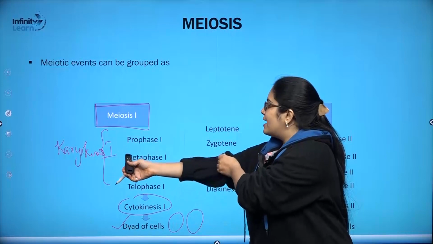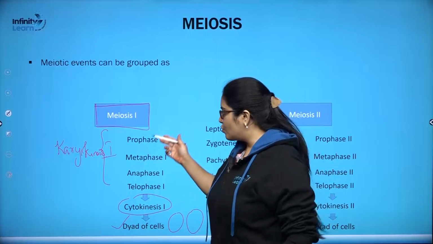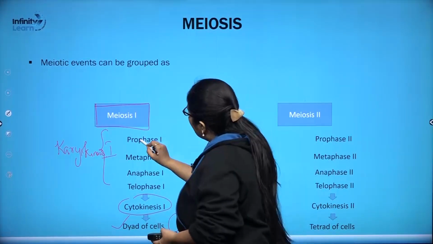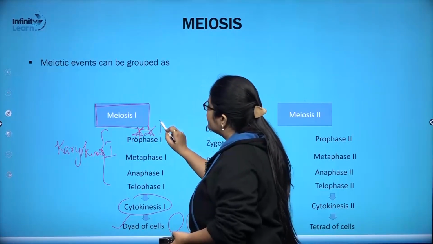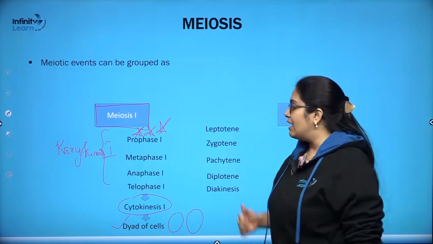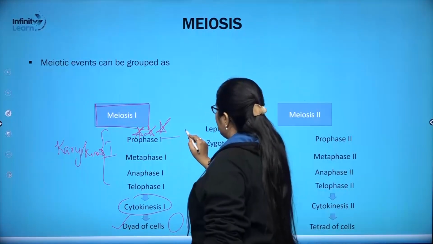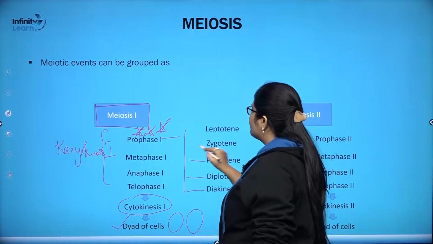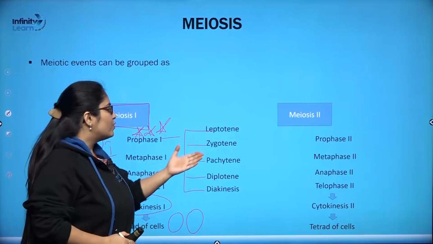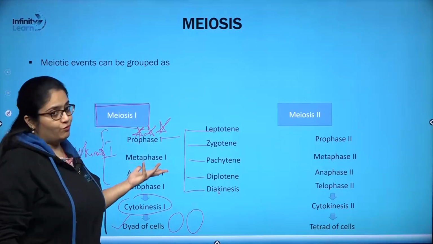Now please understand that under karyokinesis 1 there is prophase 1, metaphase 1, anaphase 1 and telophase 1. Specifically, prophase 1 of karyokinesis 1 is quite elaborate in nature. It is further divided into 5 stages: leptotene, zygotene, pachytene, diplotene and diakinesis. At the end of diakinesis, prophase 1 ends.